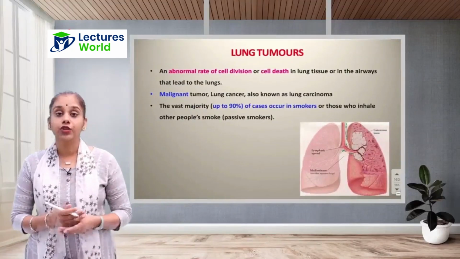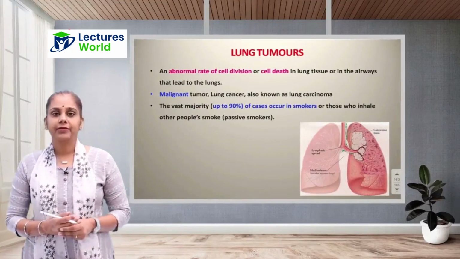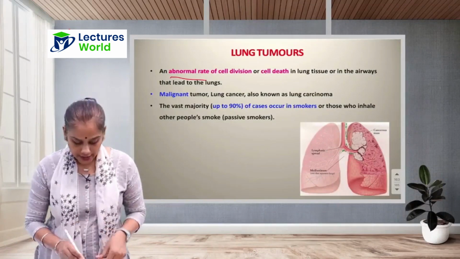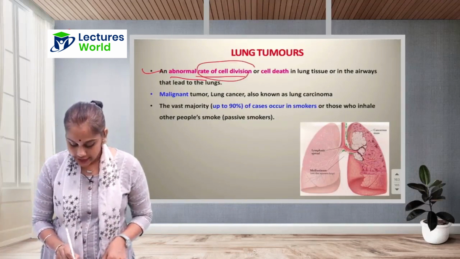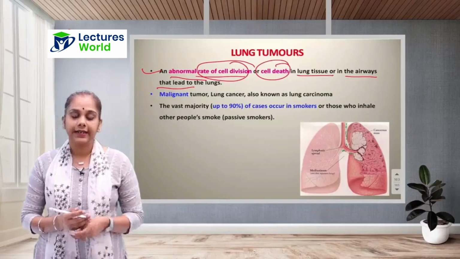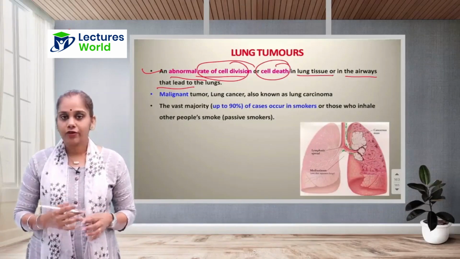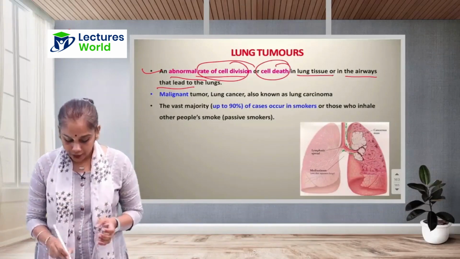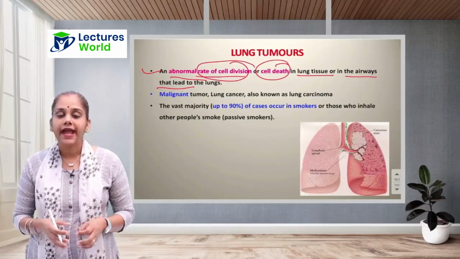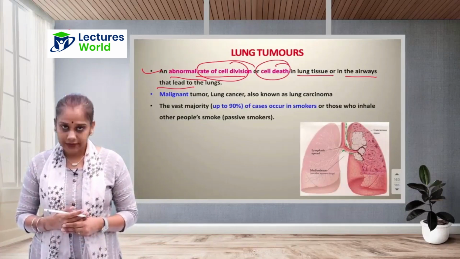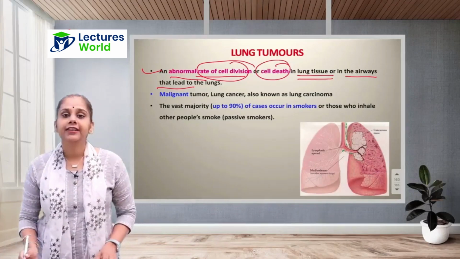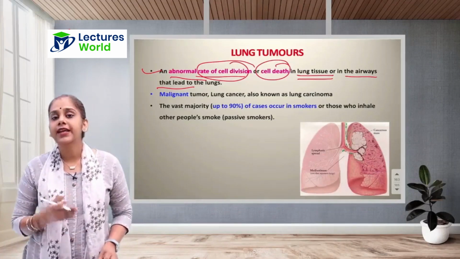Now we will see the lung tumors. It can be benign or it can be malignant. There is an abnormal rate of cell division or cell death in the lung tissue or in the airways. That is known as a tumor. So lung tumors are found in the lung tissues. They may be malignant or benign.